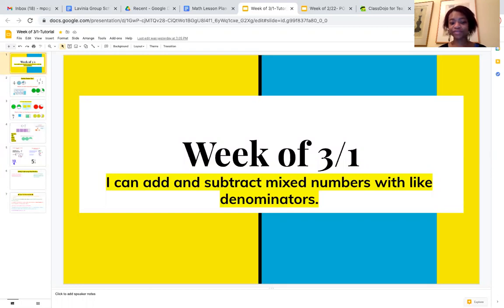Welcome to Math Tutorial. This week we are going to add and subtract mixed numbers with like denominators. We've been talking a lot about fractions with like denominators, meaning that the denominators have the same number. Today we're going to be talking a lot about mixed numbers and fractions greater than 1.